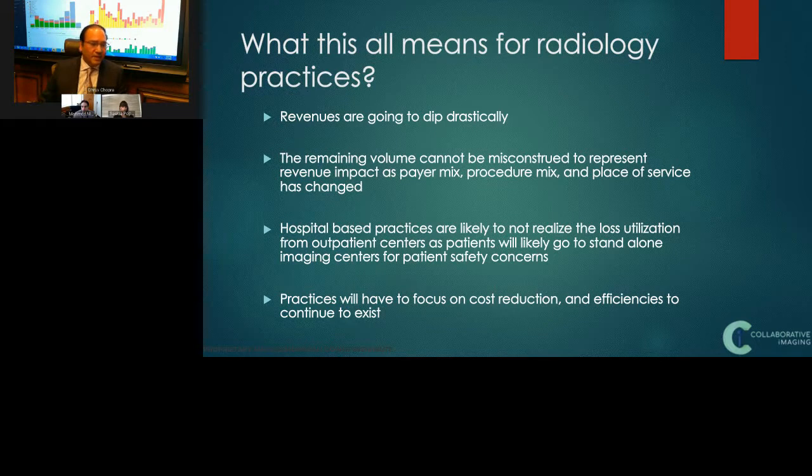A lot of the hospital-based practices are not likely to realize the utilization that's foregone at the outpatient centers and not at the ER either. So what that means is that revenue is lost forever. It's not like it's been in queue and all of a sudden all these patients are going to come back in. There's going to be a significant portion of that that's going to be lost. And the only way practices can solve this problem is really to focus on cost reductions and improve their efficiencies so that they can continue to exist.